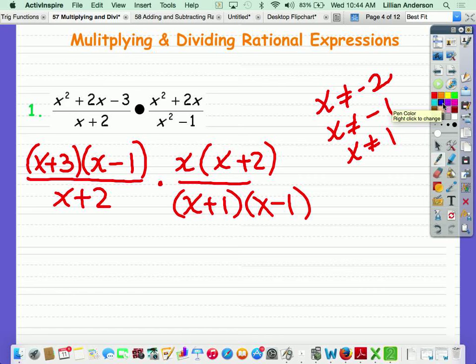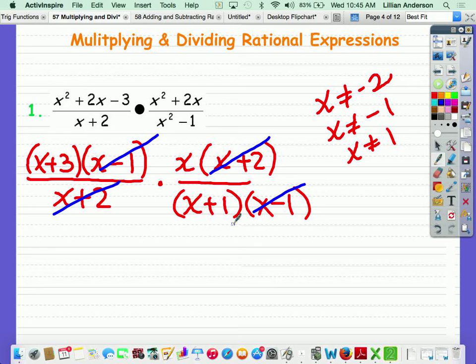Now from here, you cancel out any common factors, okay? Do you see anything that's the same at the top and the bottom? Yeah. X plus 2, so those cancel out. X minus 1, those cancel out. Why can I cancel those out? Because you're multiplying. I'm multiplying everything together at the top and everything together at the bottom, so I can cancel this way. If it was a plus, I can't do that until I put them together.